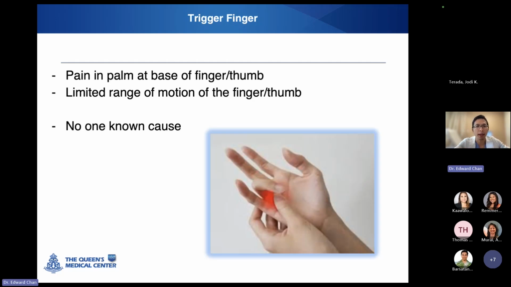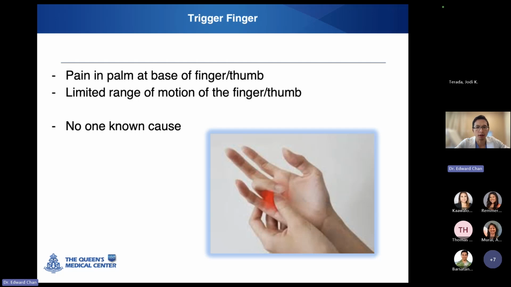The symptoms again include pain in the palm at the base of the finger or thumb, where the pulley is. So it gets stuck, but it also tends to cause pain in that area. Some people with mild or early trigger finger, or what we call atypical presentations, may not even have the triggering or the locking, but they simply have pain in that area every time they move the finger, and they don't know why.